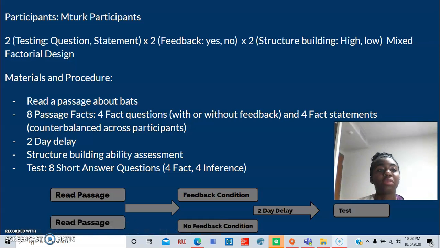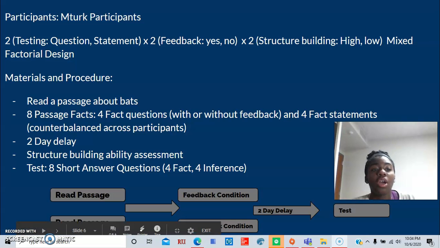So first, participants will be asked to read a passage, and then they will randomly be assigned to either a feedback condition where immediate correct feedback will be given after the participant has given their answer, or to a no feedback condition where nothing will be given after participants give their answer.